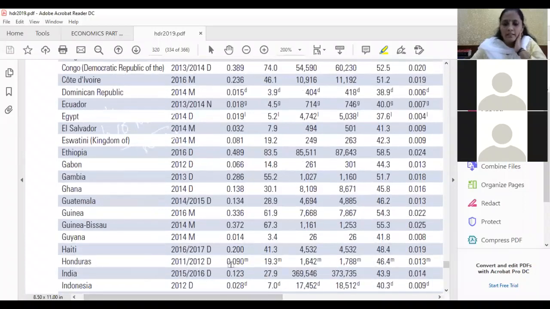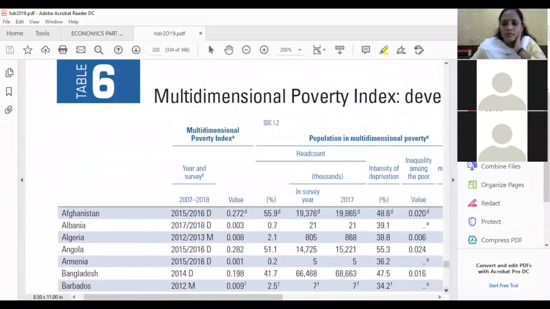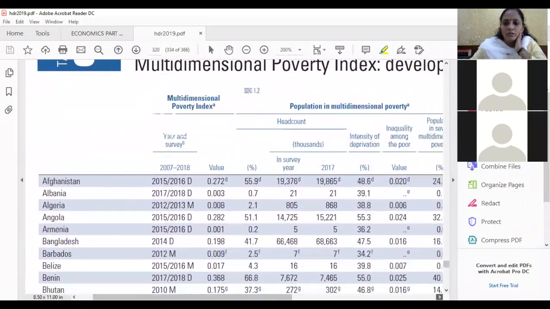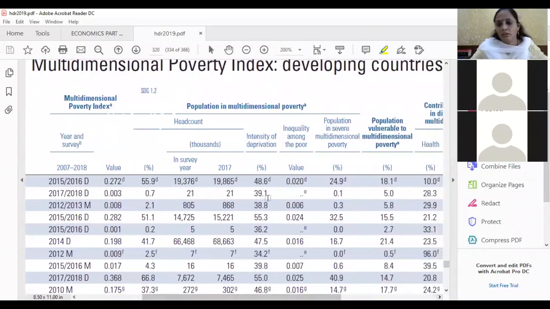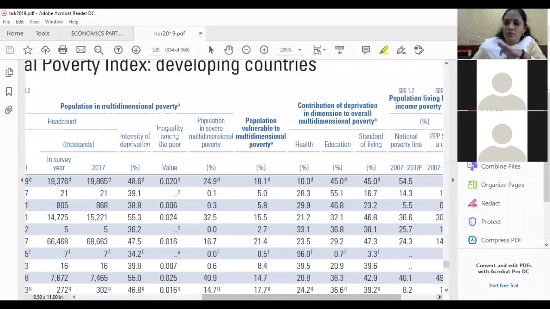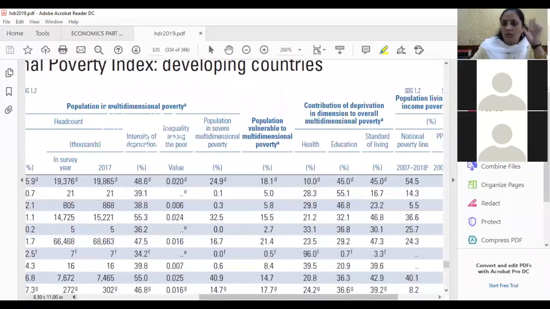They have a different data set. I'll first show you the column headings and how to understand the table. They give the head count and the intensity. Three dimensions are needed for it to be calculated. One is health: nutrition and child mortality. Education: whether your child is enrolled, or the years of schooling. And the third is assets and water, cooking fuel, electricity access, sanitation access, all put together.